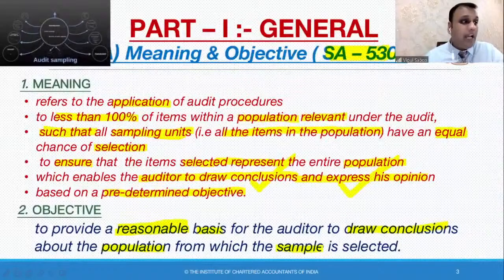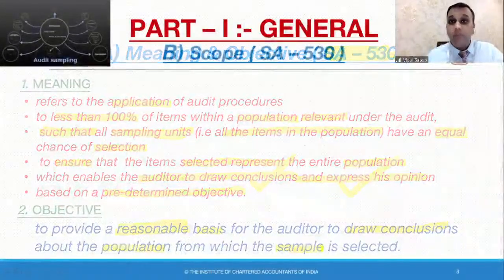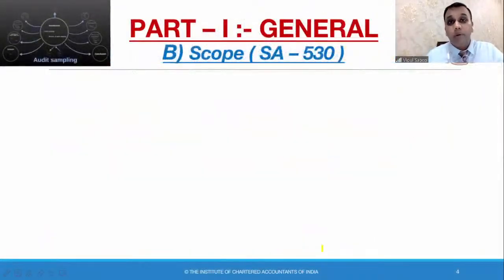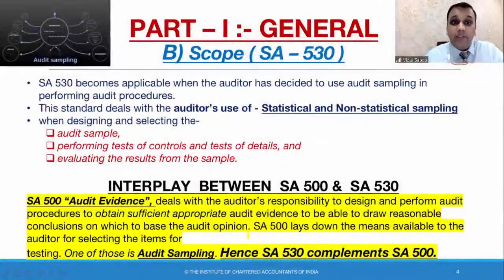So, meaning and objective of audit sampling. Then what we have, scope. Scope covered under this standard of auditing for the auditor. SA 530 becomes applicable only when the auditor has decided to use audit sampling.